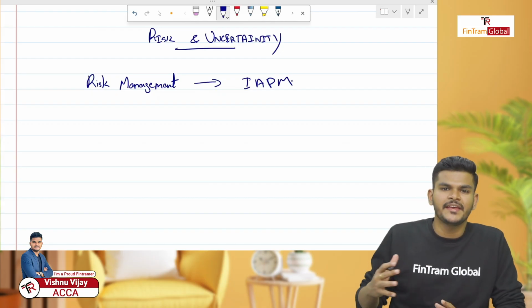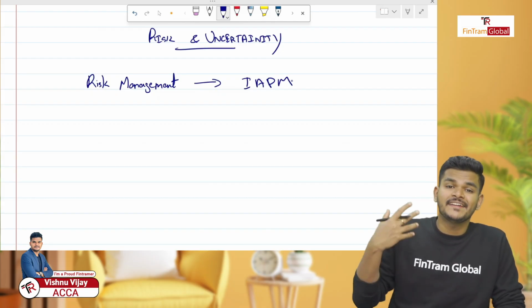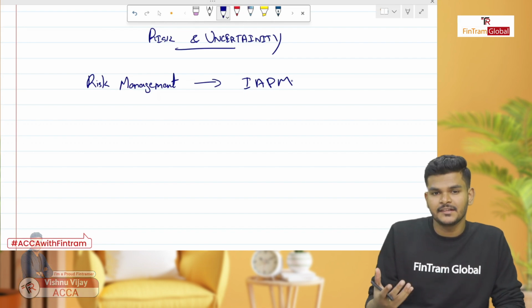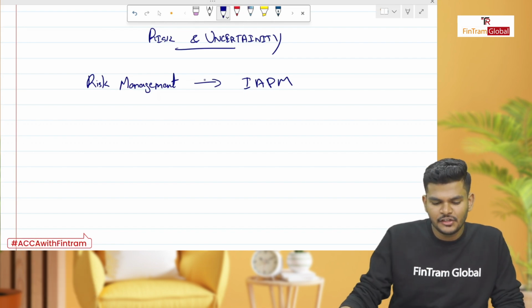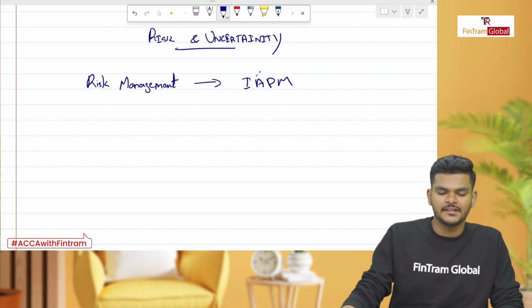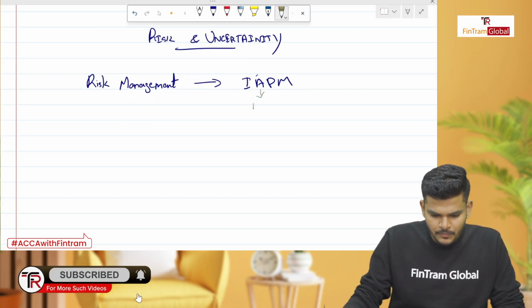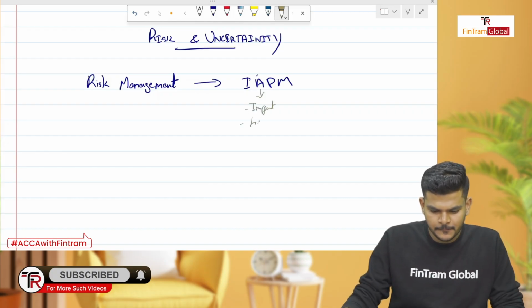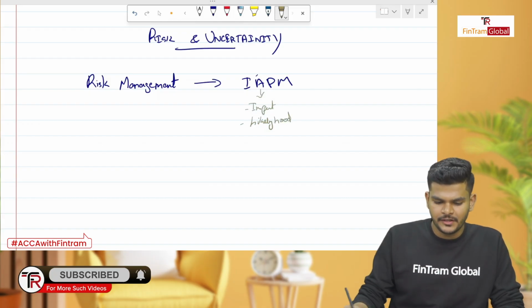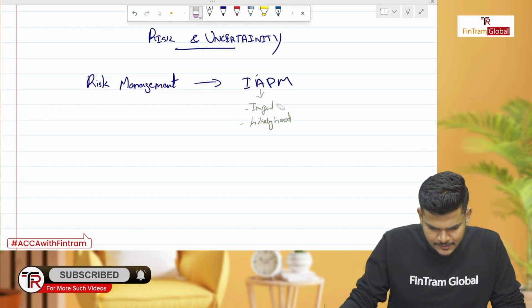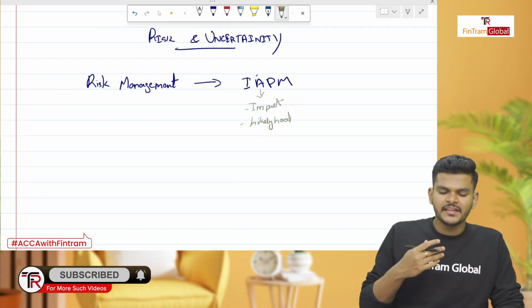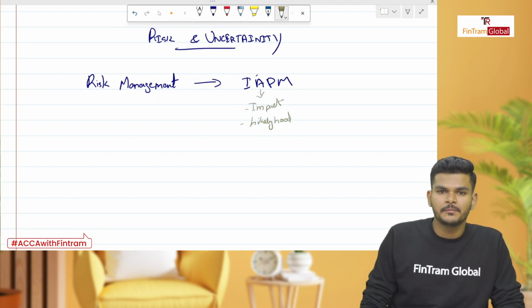What is the IAPM criteria? You first of all identify what the risk is that is facing the organization. And then you assess the risk. How do you assess the risk? By looking into two things: the impact and then likelihood. So by looking into the impact and likelihood, not input, impact, I'll just rewrite this.